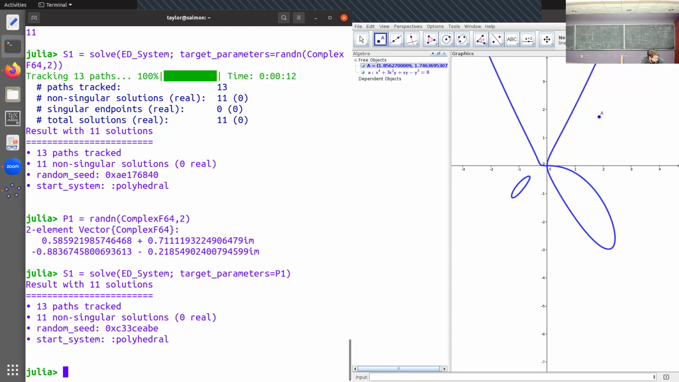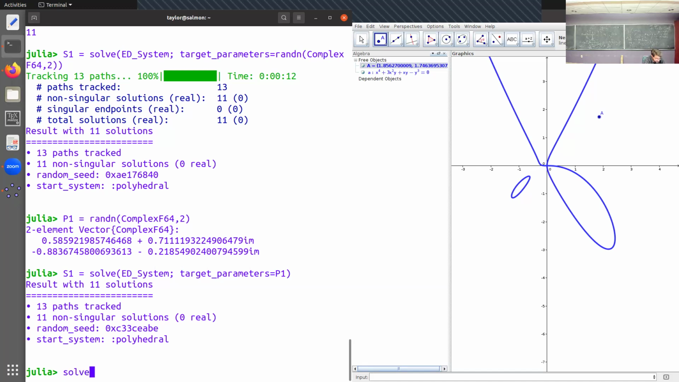There is a way to turn the BKK theorem so that it counts solutions not just in the torus, but in affine space. The way you do that is you include a constant in every polynomial, and then you compute the mixed volume of that. That's what this 13 is. So it's not the 48, it's not the 11, it's something in between. But there are 11 non-singular solutions.